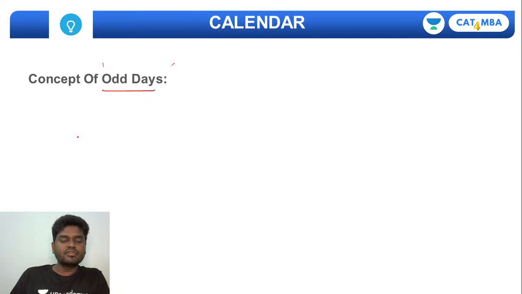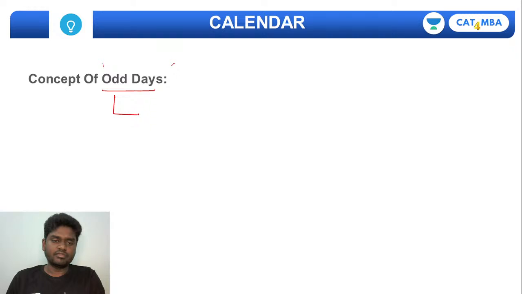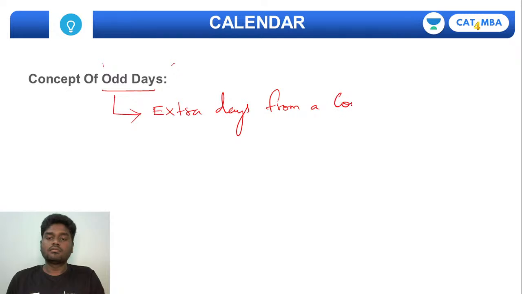So now listen very carefully. If you see this, odd days is actually, if I want to put it in a definition, nothing but extra days from a complete week. So first of all, I need to know what is this complete week, right?